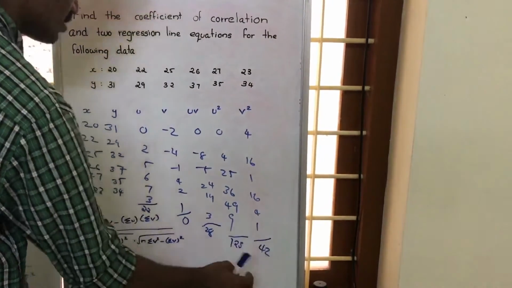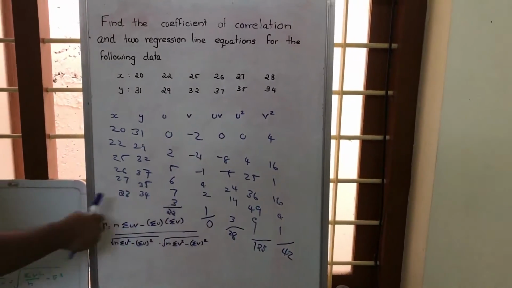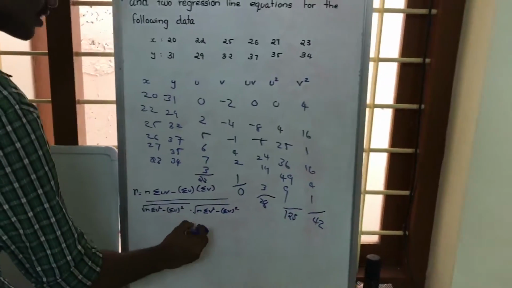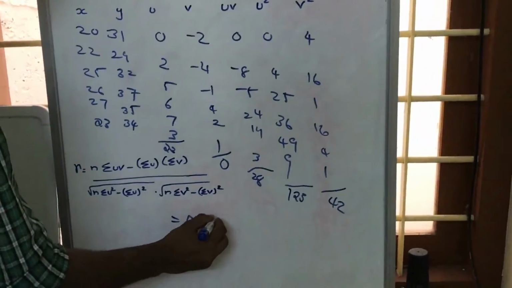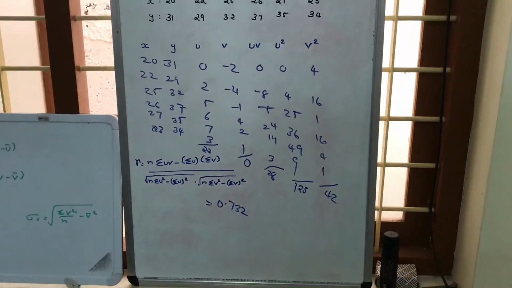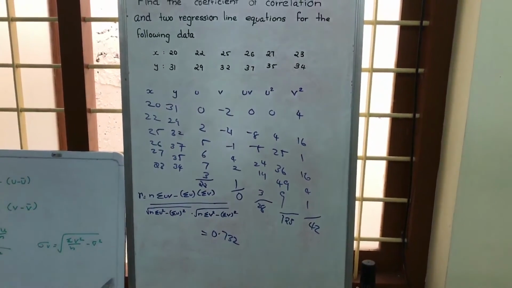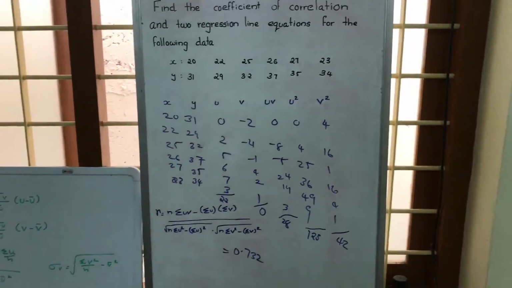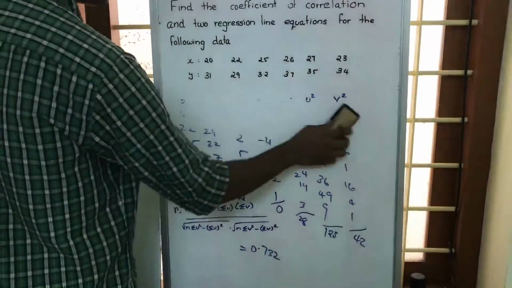Now we will substitute all these values in this equation, and at last we will get the coefficient of correlation as 0.732. So this is how we are finding the coefficient of correlation for the given data. And now the second thing given is that we should find the regression lines.